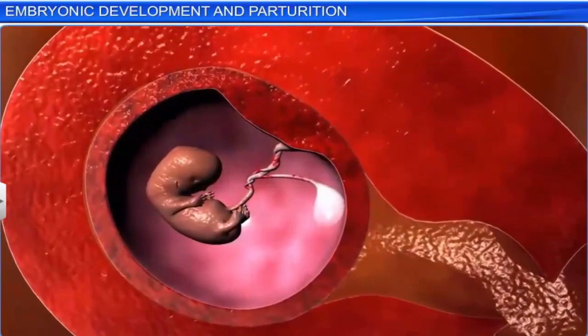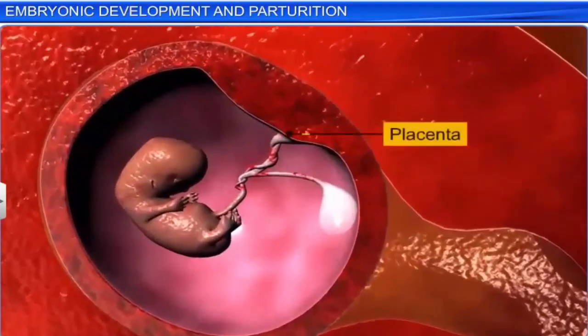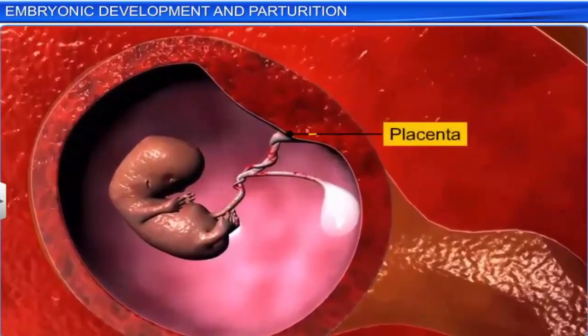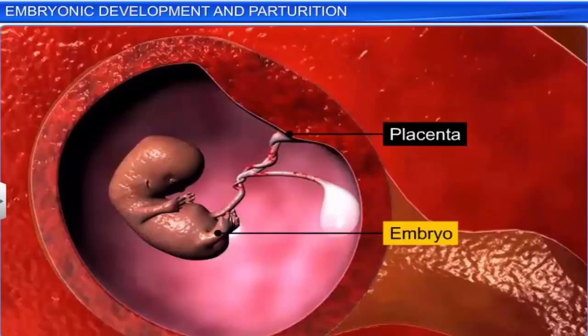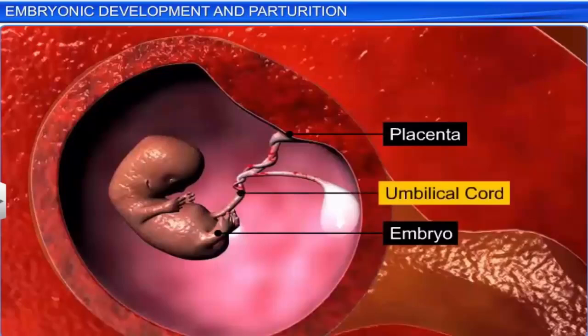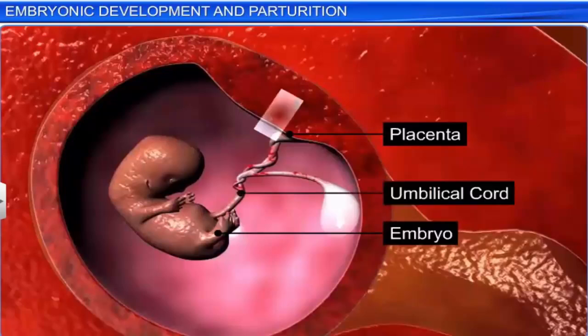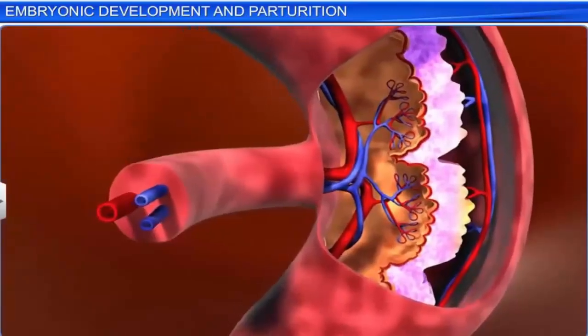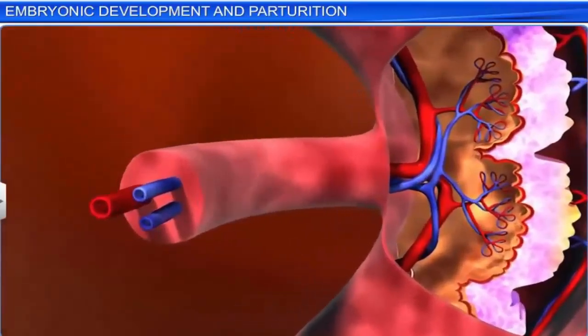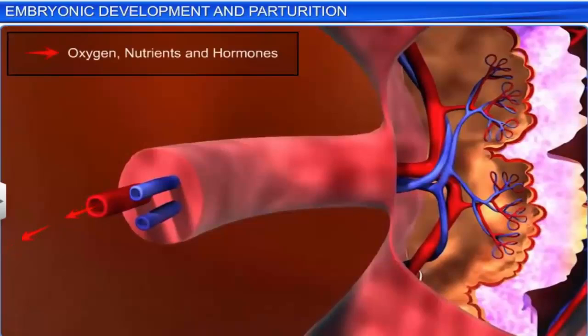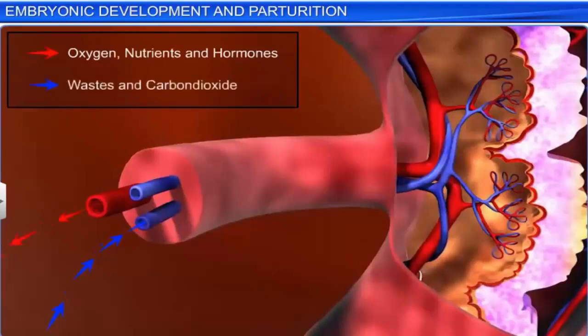Initially, this embryo is attached to the placenta, but as it starts to develop, it moves away from the placenta and remains connected to it via an umbilical cord. The placenta is an important structure that supplies the embryo with oxygen, nutrients and hormones, as well as carries waste products from the embryo back to the mother.